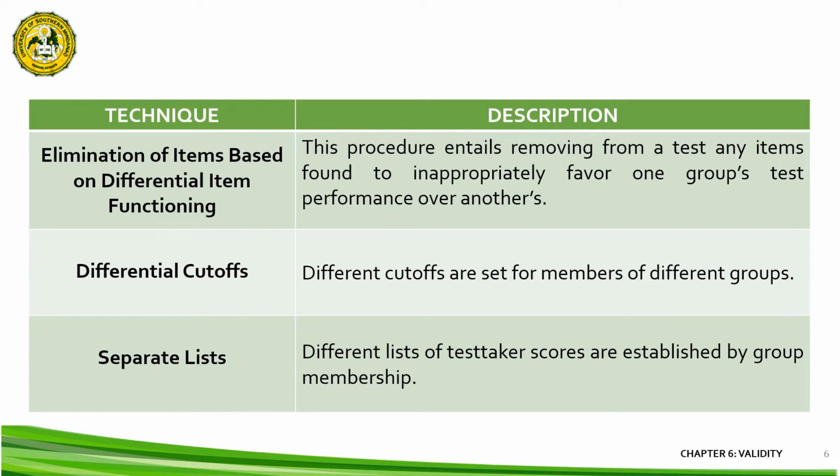The fifth technique is the separate list. It is a different list of test takers' scores established by group membership. For each list, the test performance of test takers is ranked in a top-down manner. Users of the test scores for selection purposes may alternate selection from the different lists. So a separate list is separating the test takers by group membership and then calculating the test scores through that separate list.